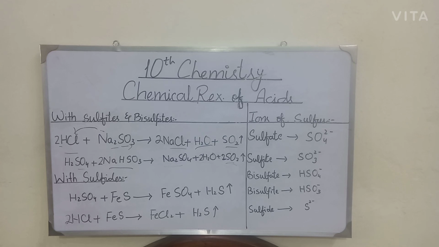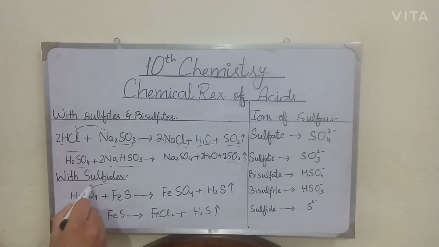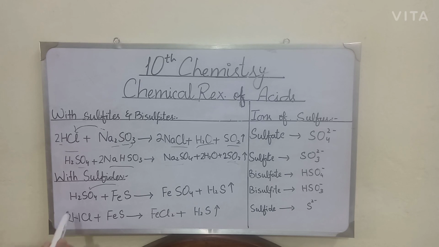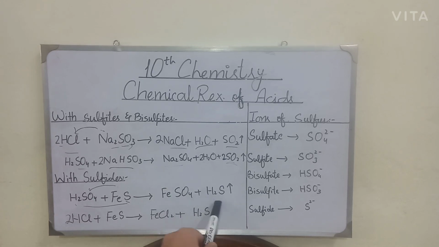So the last reaction is the reaction of the acid with sulfide. How does acid react with sulfide? As we have seen, sulfide is the S2 negative ion. So when the sulfide ion reacts with sulfuric acid, for example FeS, iron sulfide, when iron sulfide reacts with sulfuric acid H2SO4, a simple ion replacement reaction occurs. Fe reacts with the SO4 of the acid and produces FeSO4, and H2 of the acid reacts with the sulfur ion and produces H2S gas. So in this reaction FeSO4, ferrous sulfate, and H2S gas, hydrogen sulfide gas, will be produced.